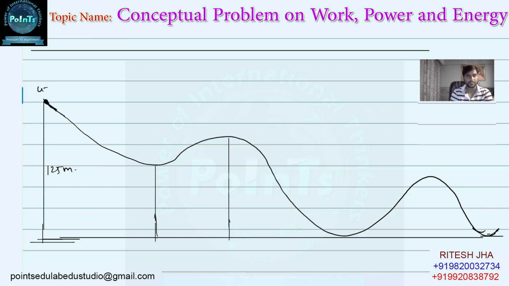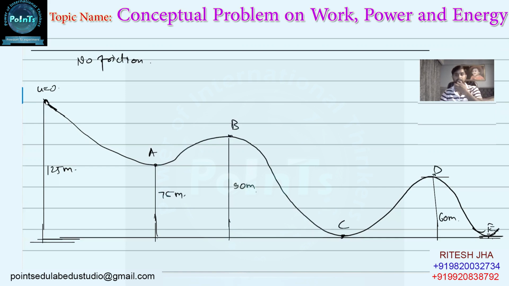Here the speed is 0. This is, let's say, 75 meters. This is, let's say, 90 meters. This is 0. Then this one is 45 or 60 meters, and this is 0. Consider that there is no friction. Then you will be asked to calculate the speed at all the points, that is point A, B, C, D, and E. You got it right?